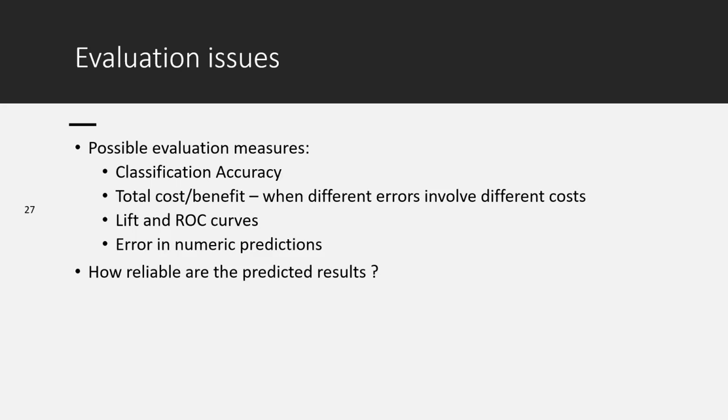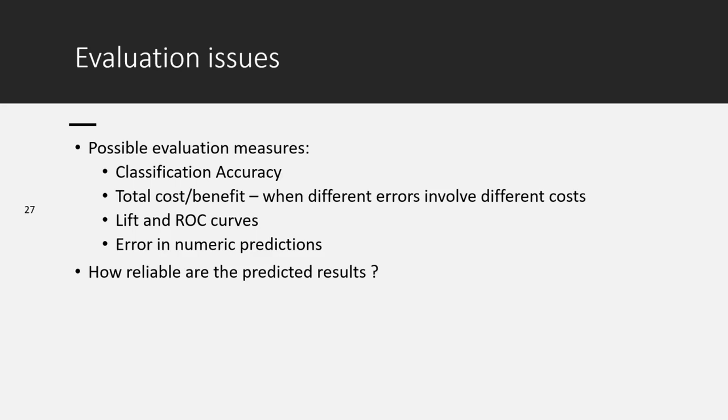What are the evaluation issues? If we want to evaluate our model, what are the different issues we face? The different measures include classification accuracy, that is, how much the accuracy is. We find the accuracy through our confusion matrix.